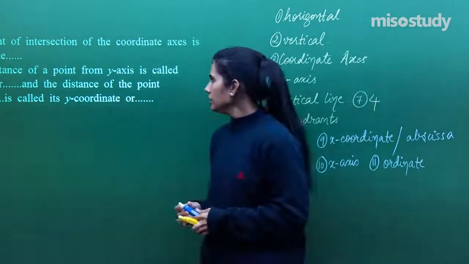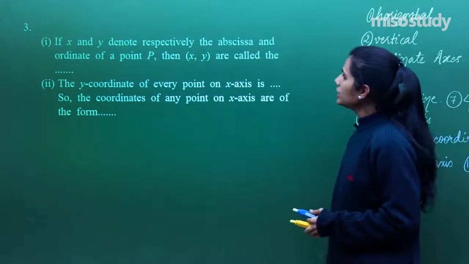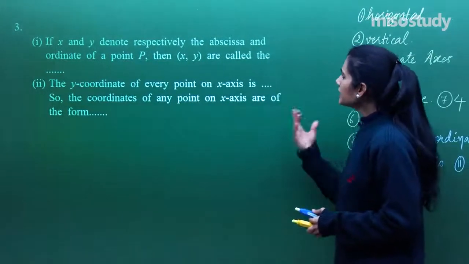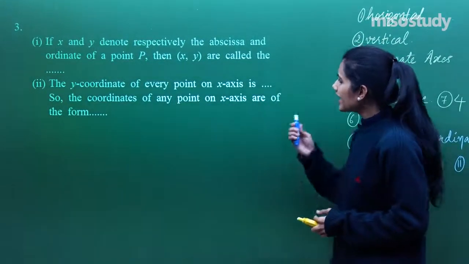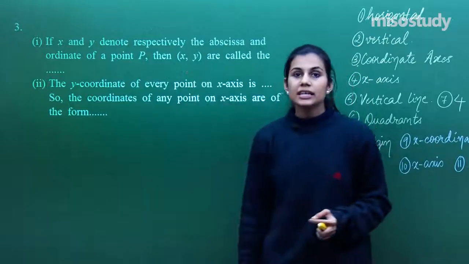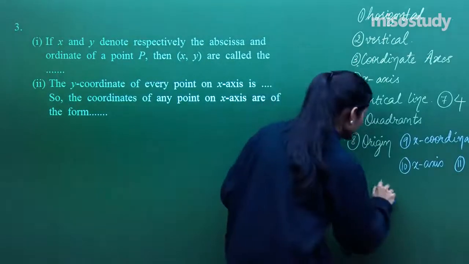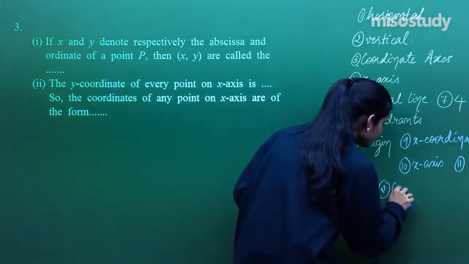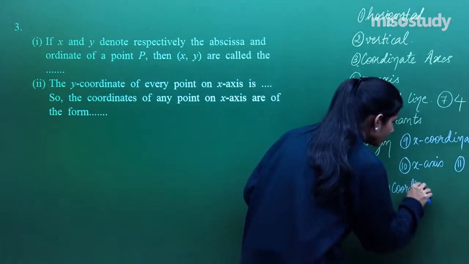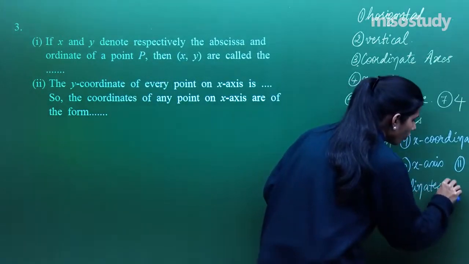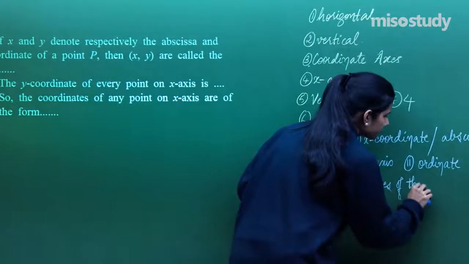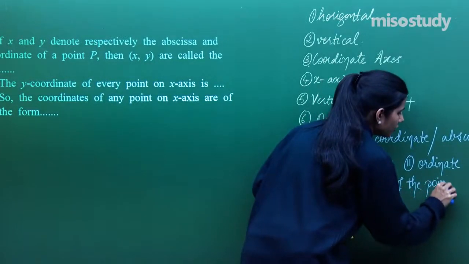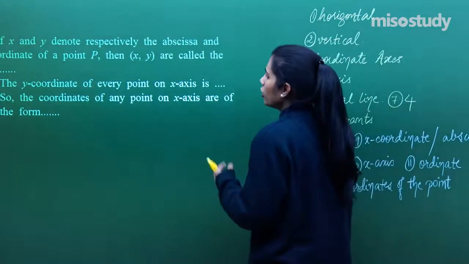Clear? Moving ahead, we have if x and y denote respectively the abscissa and ordinate of a point, then x comma y, this ordered pair, is called what? It's just called the coordinates of point P. It's called the coordinates of the point, right? Of point P.